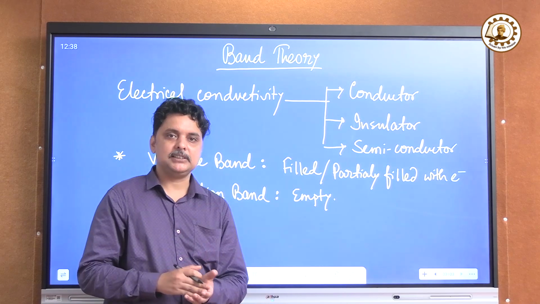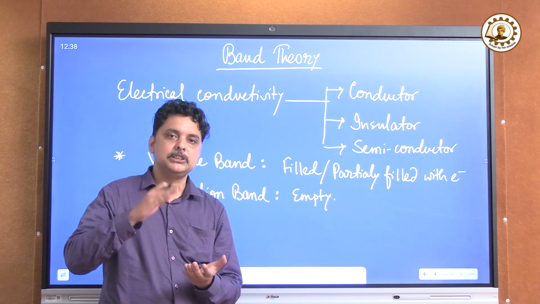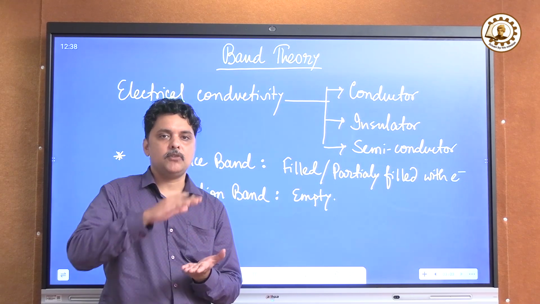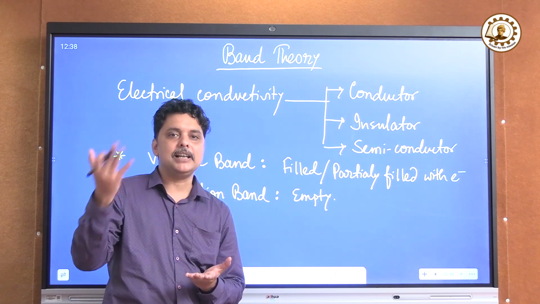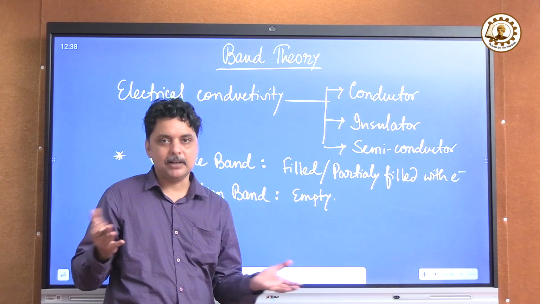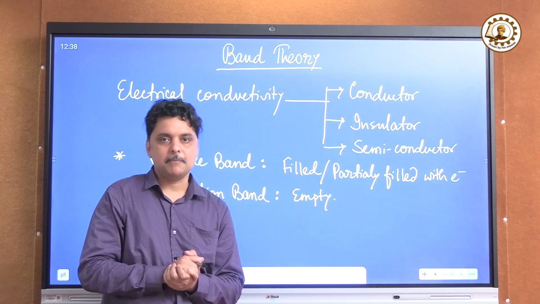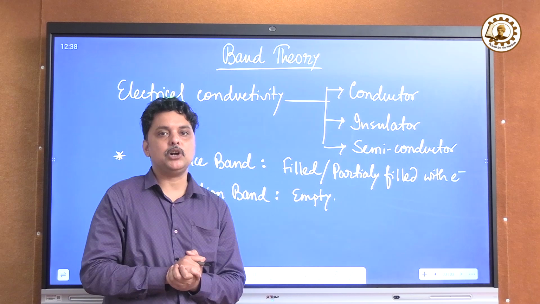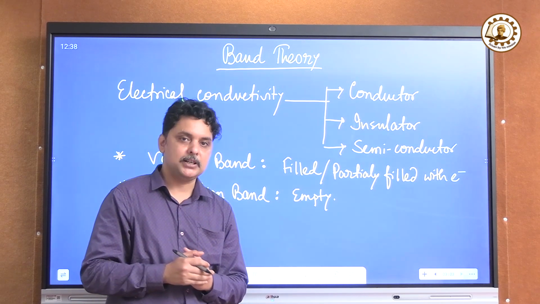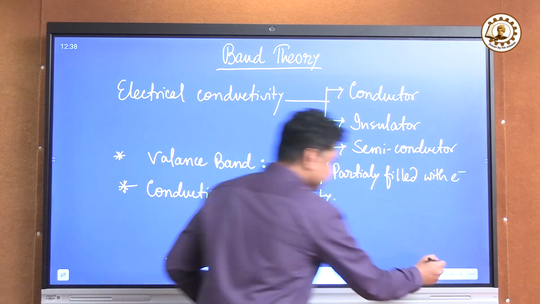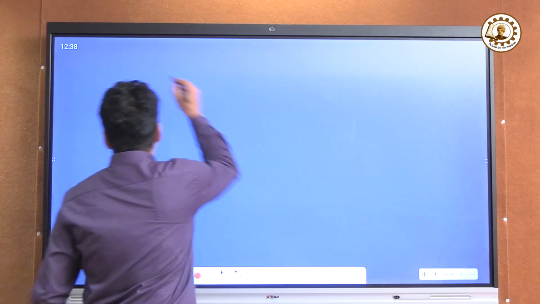Now band theory says the electrical conductivity is due to the movement of electrons from the valence band to the conduction band. If the ease of moving the electron is very simple, then it will be a good conductor. But if the electrons cannot move easily from the valence band to the conduction band, it will be an insulator, right? So let's discuss a conductor.